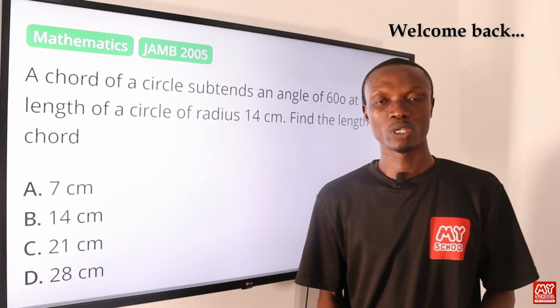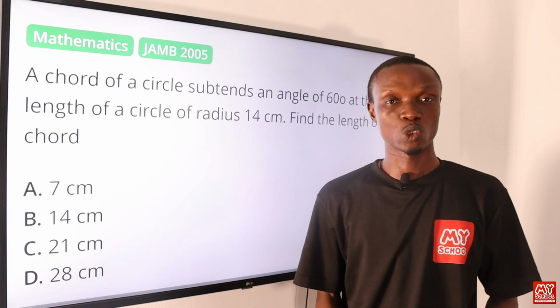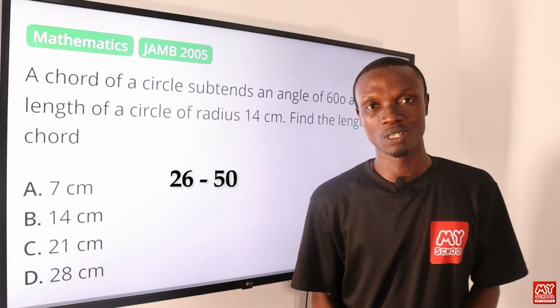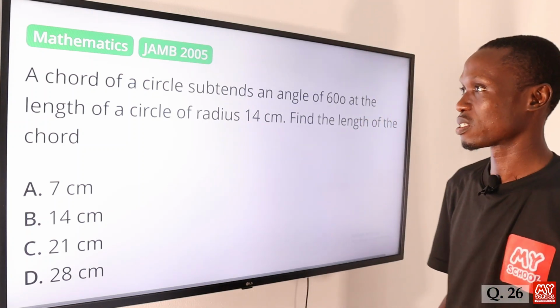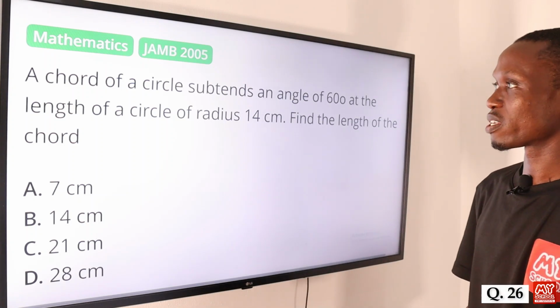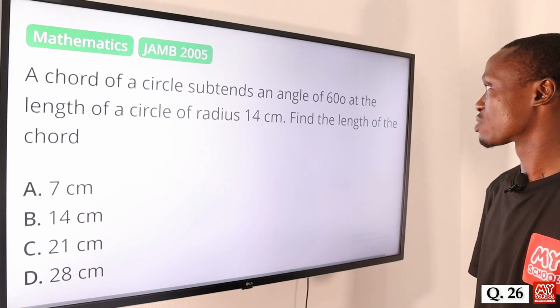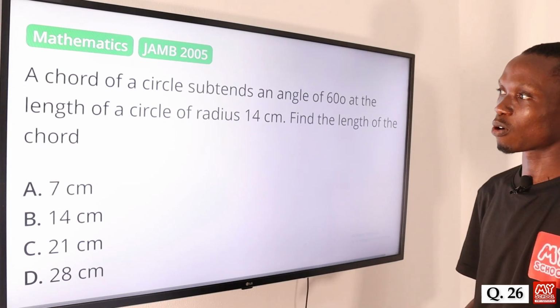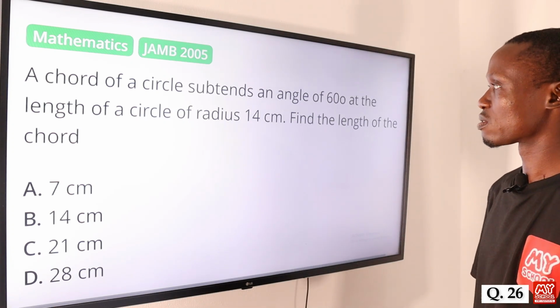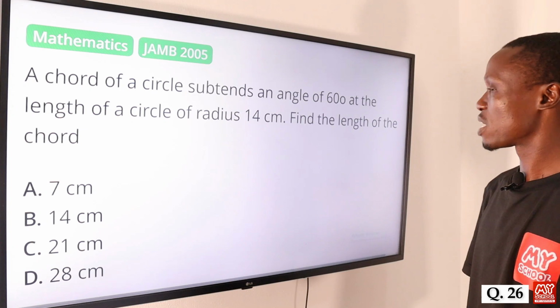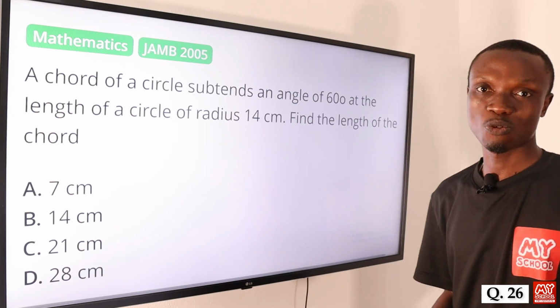In today's video, we are going to be solving questions 26 to 50. So let's begin with question 26. A chord of a circle subtends an angle of 60 degrees at the center of a circle of radius 14 centimeters. Find the length of the chord. So let's move over to the board to provide the answer to this question.